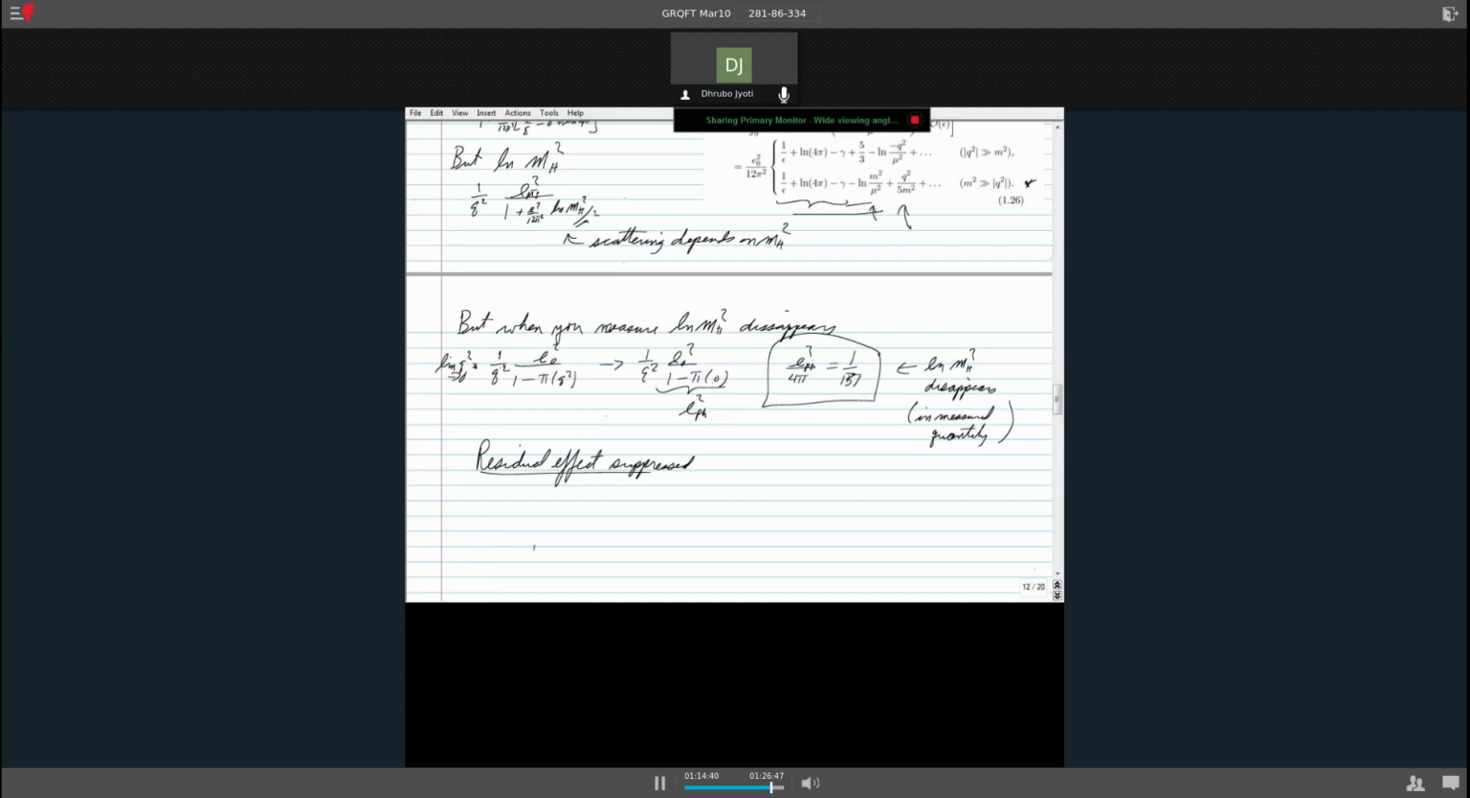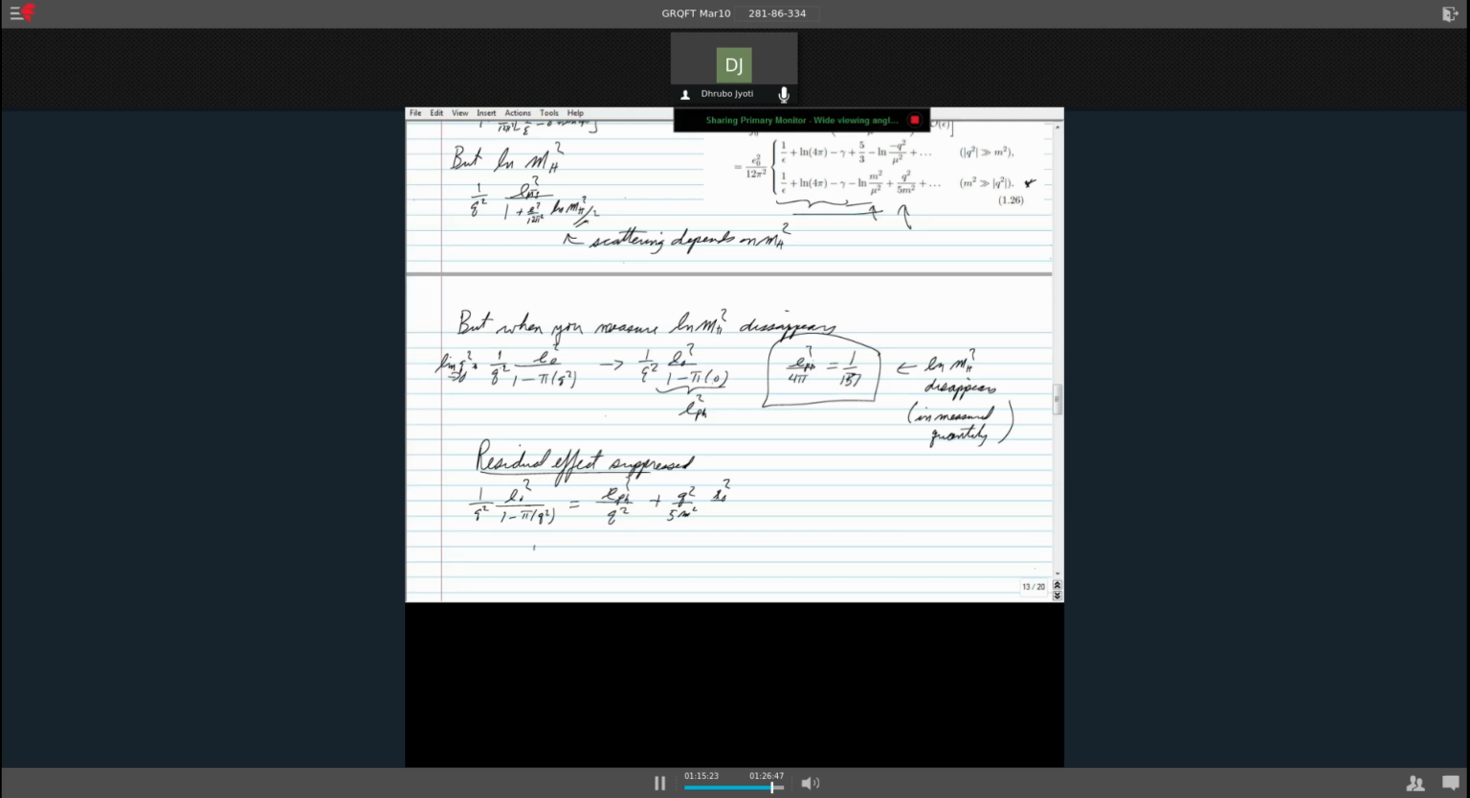And so the measured value, E physical, includes pi of 0, actually absorbs the log mh squared. And E physical squared over 4 pi is our 1 over 137. So that's the number that we've measured. So in fact, this was sensitive to high energy physics.